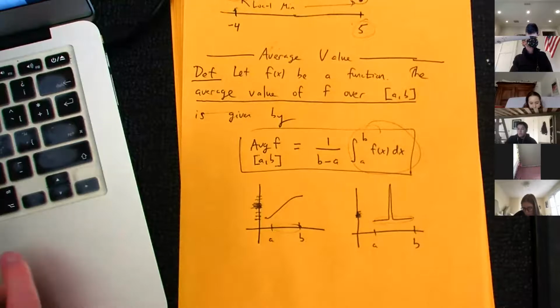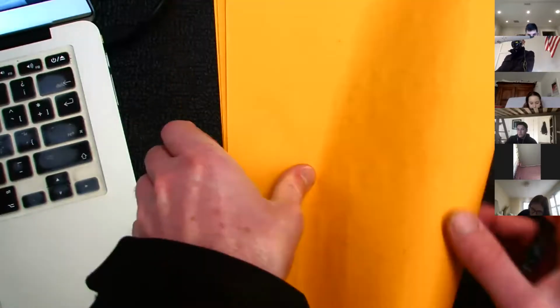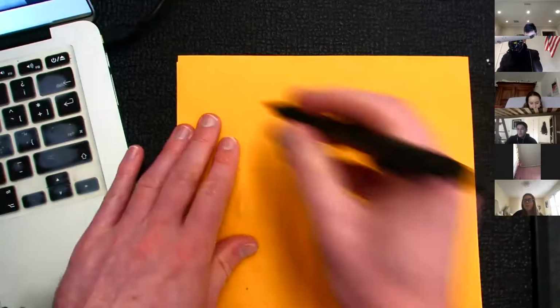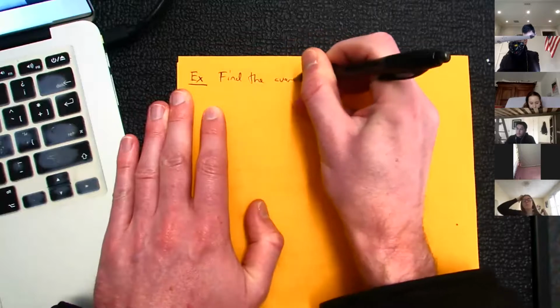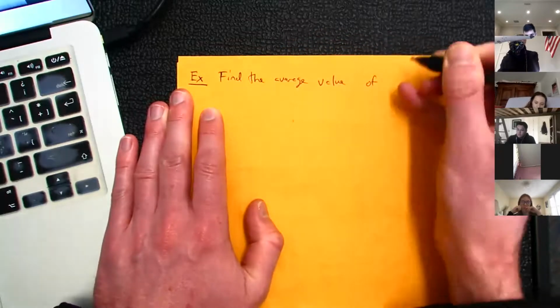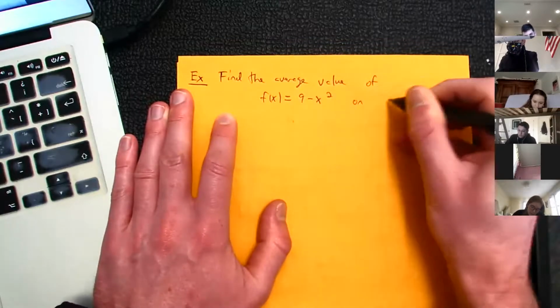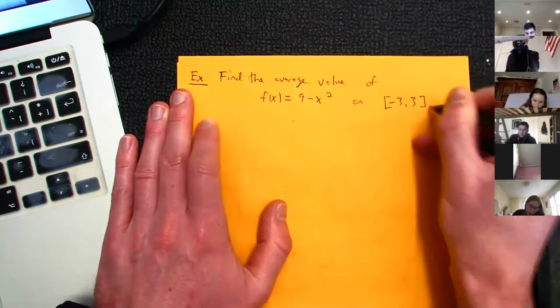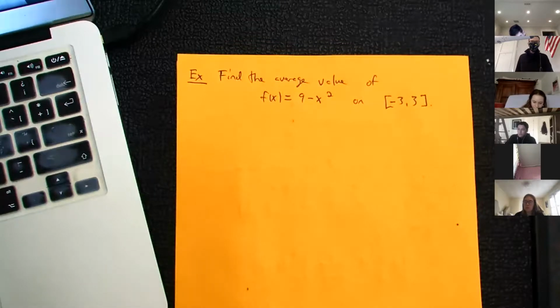Okay. All right, well, let's just do one example, and that's pretty much it. Find the average value of the function f of x equals 9 minus x squared over the interval -3 to 3. So let's just compute the average value. And then after I'm done computing it, we'll take a look at the graph and just kind of convince ourselves that that makes sense as an average value.